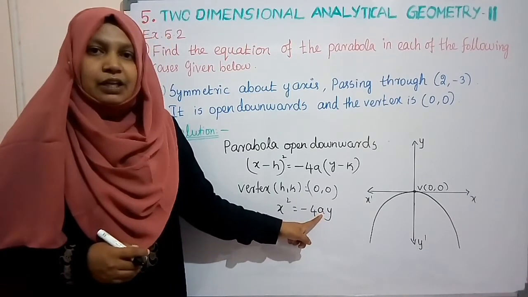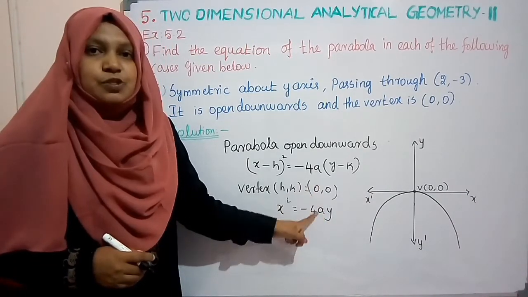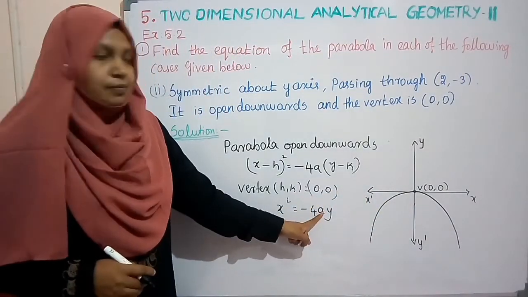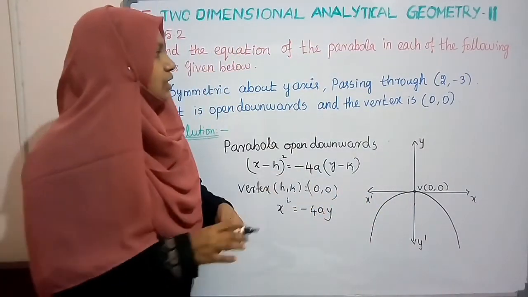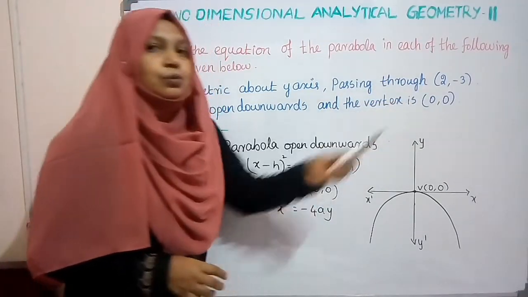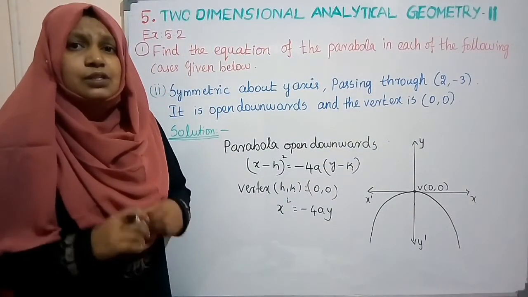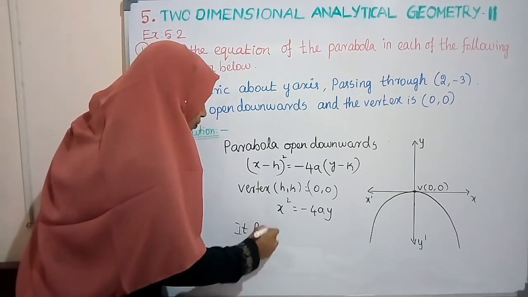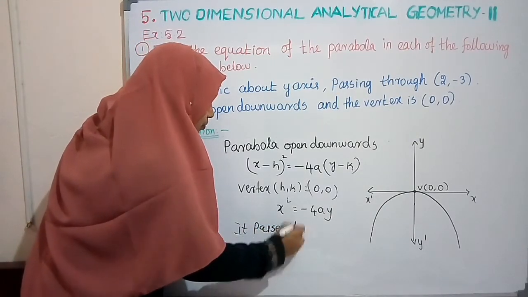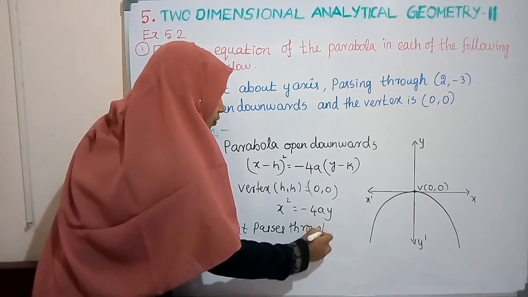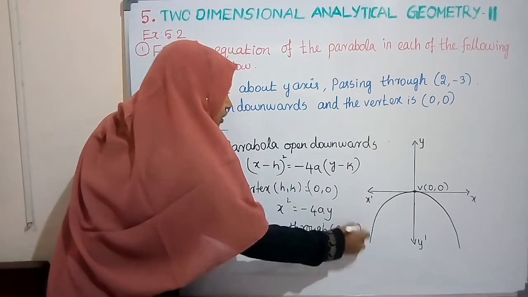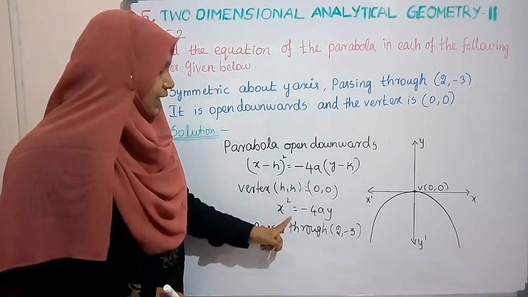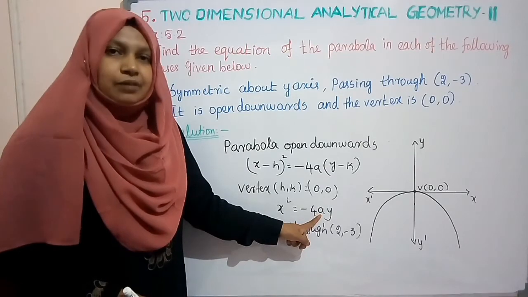How will you find the value of a? See, if we substitute any point on this curve, we can find the value of a. That is also given in the question. The parabola is passing through 2, minus 3. Since it passes through 2, minus 3, we can substitute for x and y. Then you can find the value of a.